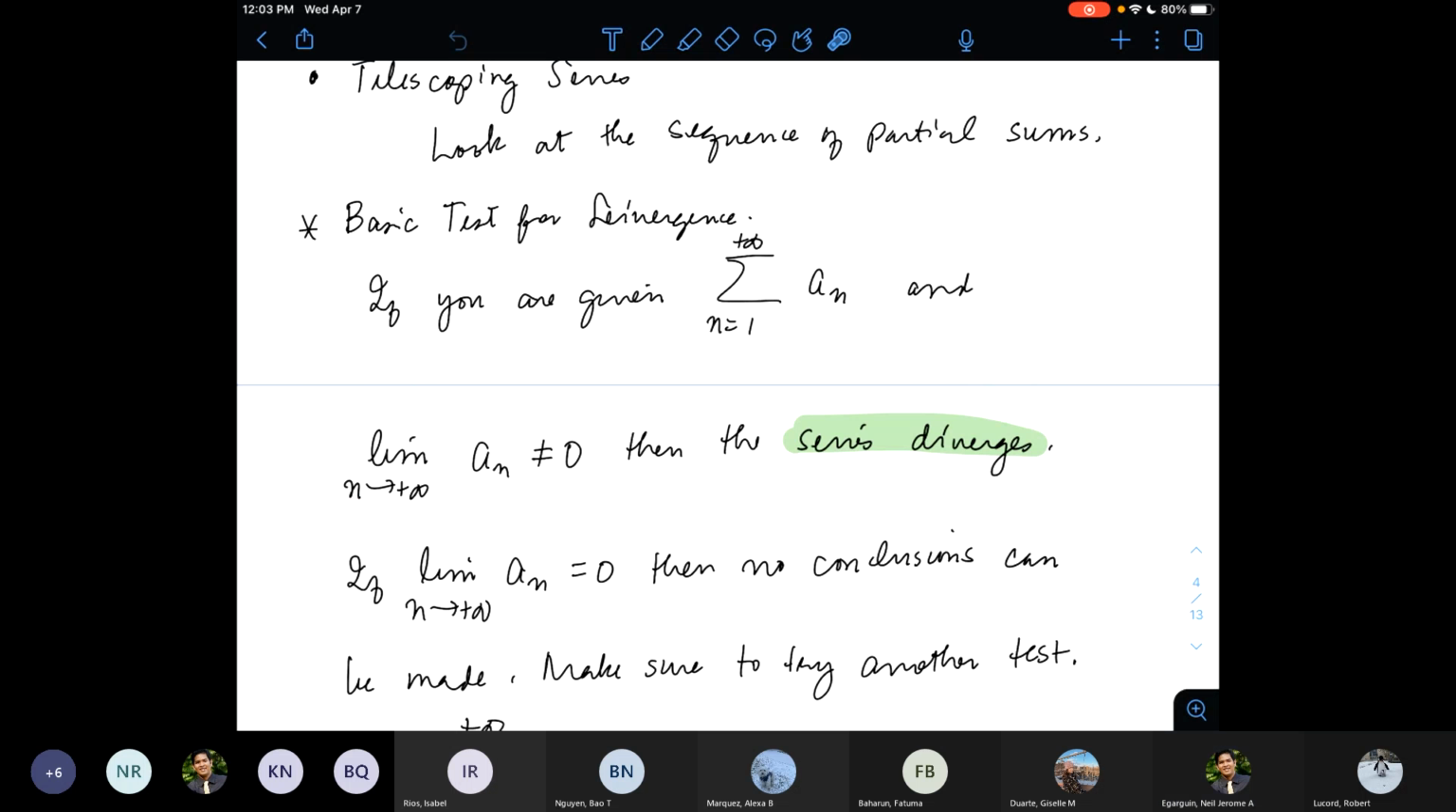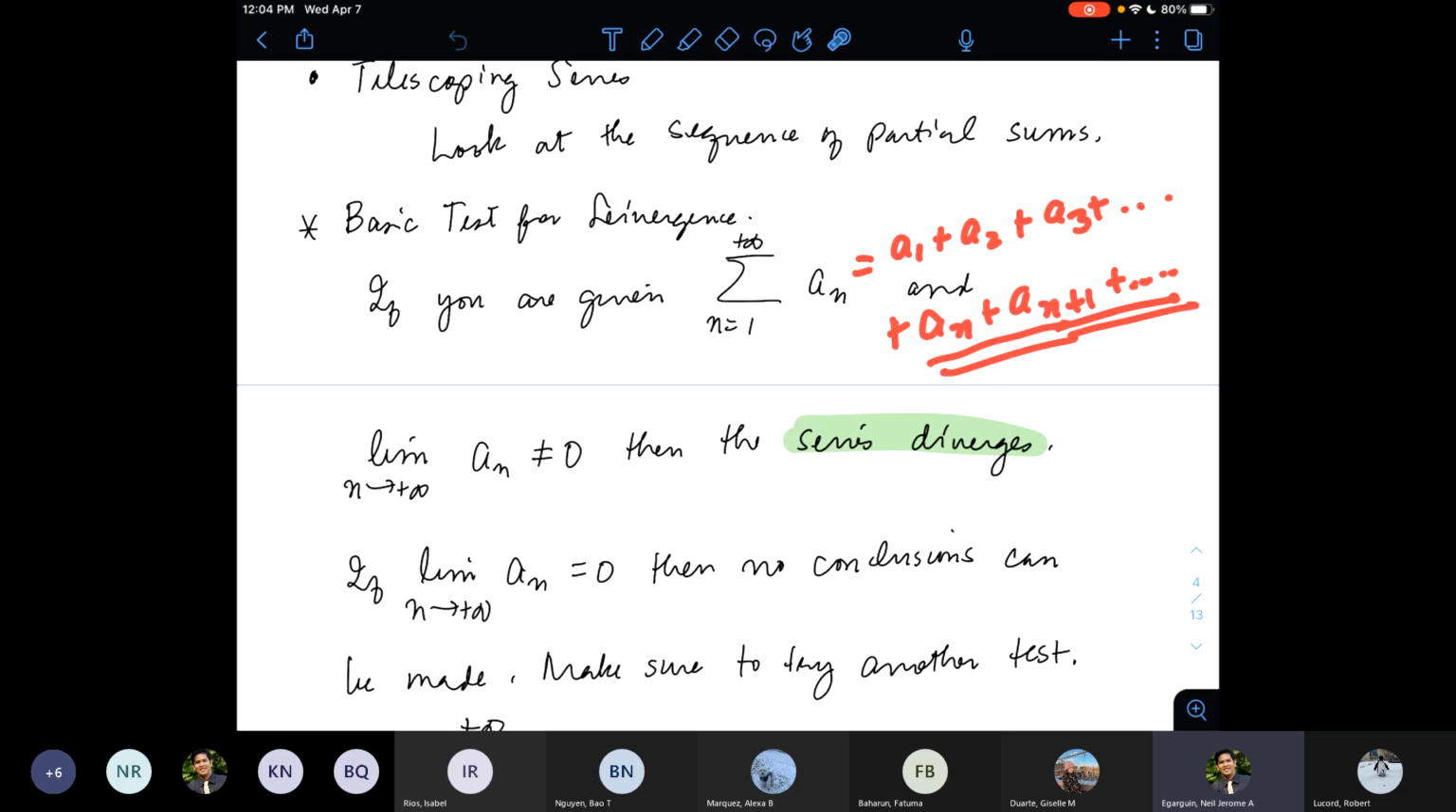Because if the limit of a_n is not equal to 0, then if you expand this to a1 plus a2 plus a3 plus ... until a_n plus a_(n+1) and so on, the last few terms will never go to 0. That means you will have infinitely many addends that are not equal to 0 in the tail end of your summation. So you'll end up adding to a large sum. There's no way that you'll get a finite answer. That's why the series diverges. Okay. So if the limit of the nth term is not equal to 0, then the series is divergent.